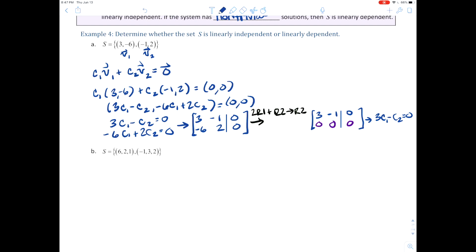So what does that mean? That means that 3C1 equals C2. Do you see this as a dependent system? It doesn't have a unique solution. It doesn't have the trivial solution, right? How many solutions does it have? Good, infinitely many solutions. So, what does that mean? Beautiful. That means that this is a dependent set of vectors. All right?